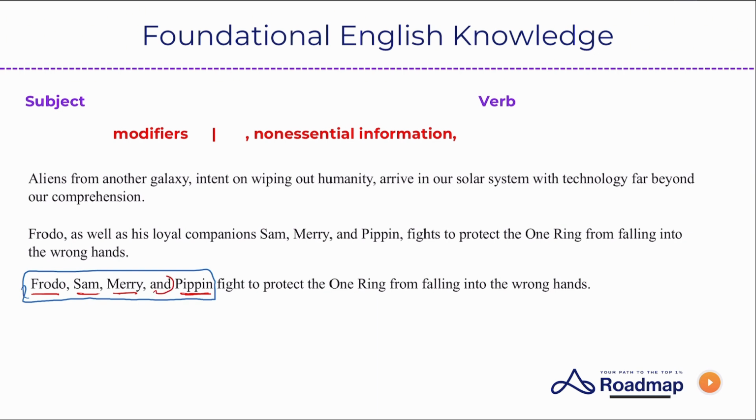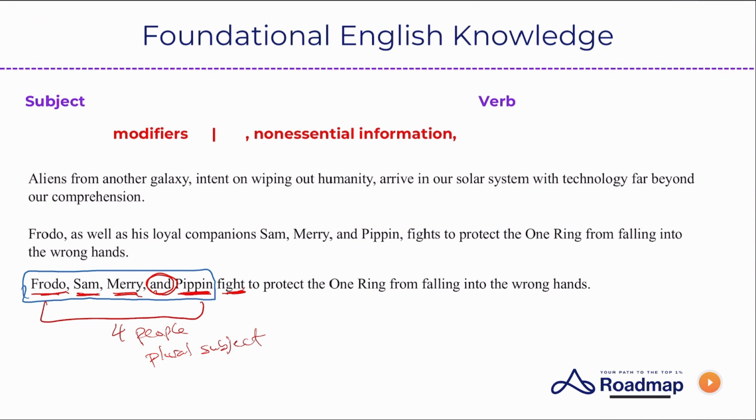So if I say Jack and Jill, you want to consider that to be a plural subject, right? Just like if I have Frodo, Sam, Merry, and Pippin, you want to consider this as four people, or a plural subject. So when we have a plural subject, this is why we have a plural verb fight, right? Because we're saying they, Sam, Merry, Frodo, and Pippin, they fight to protect the ring, right? And that's different from the previous sentence, right?